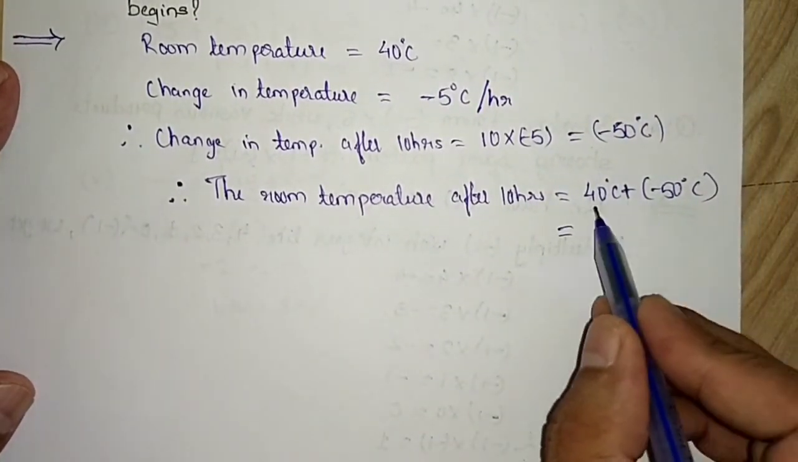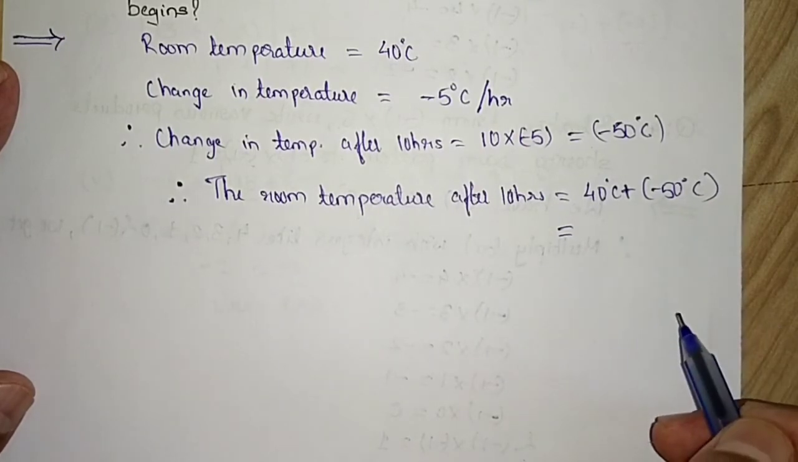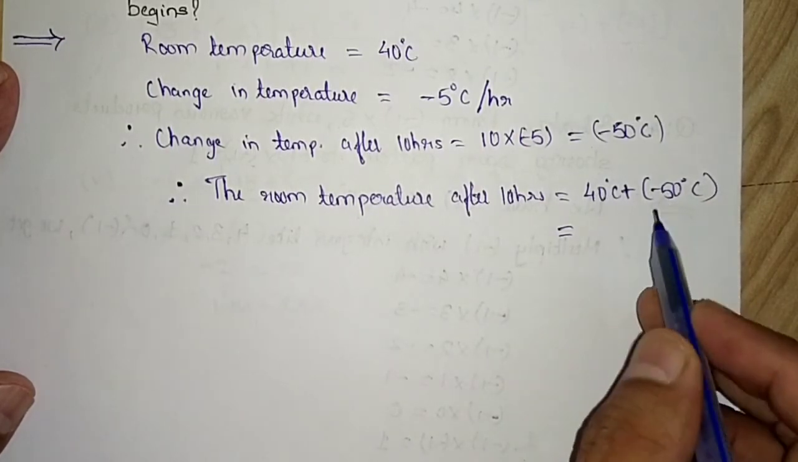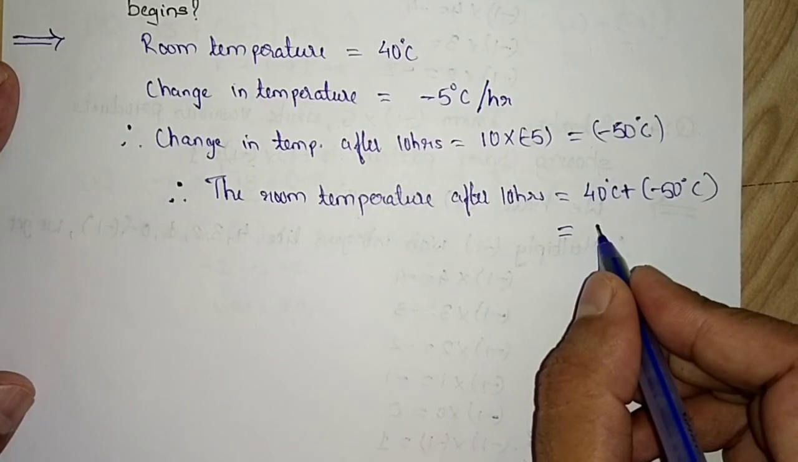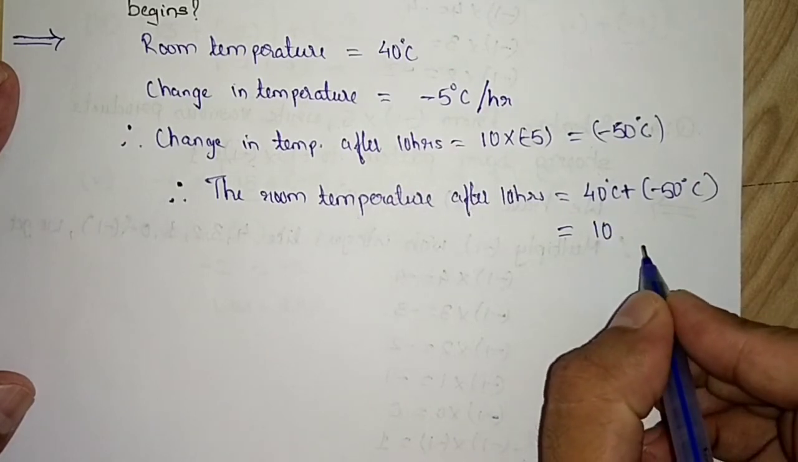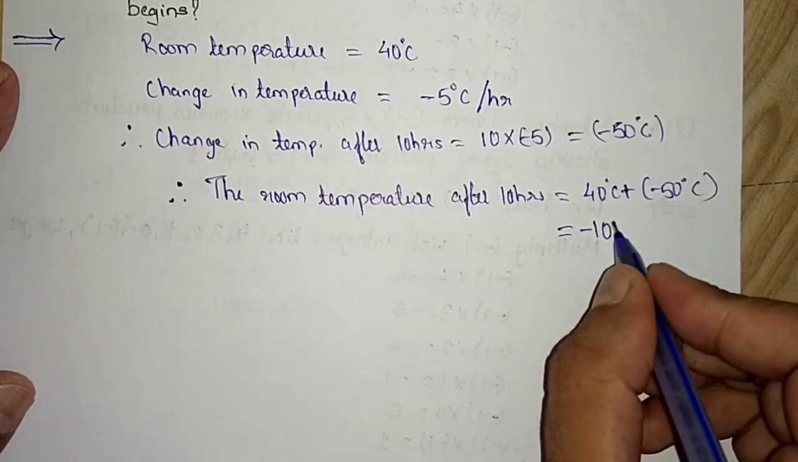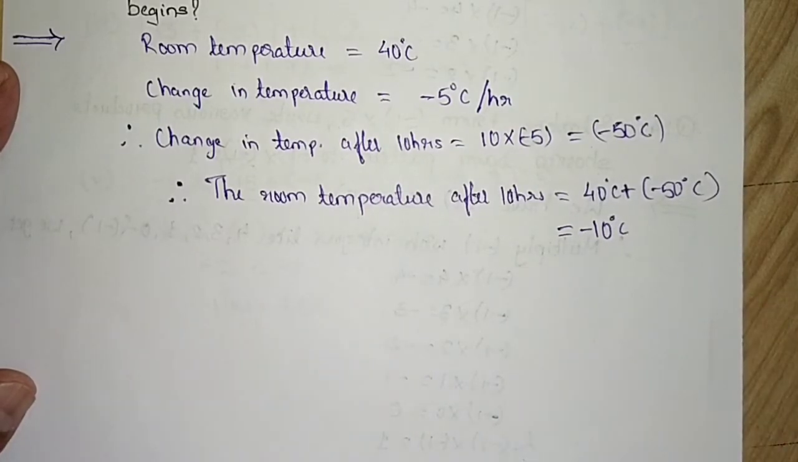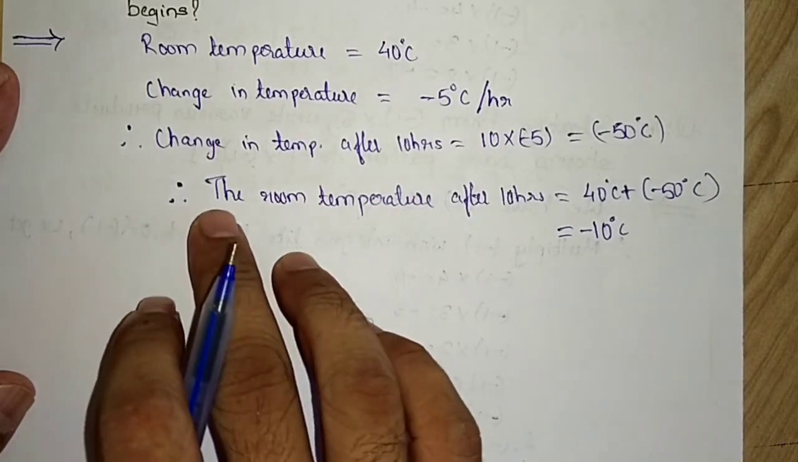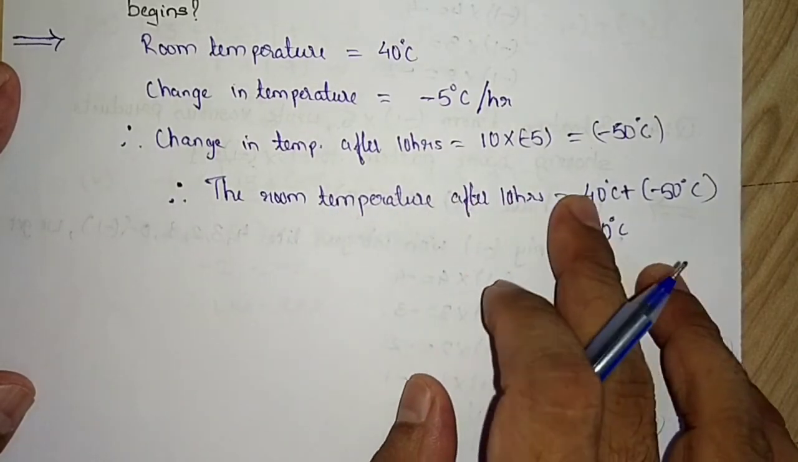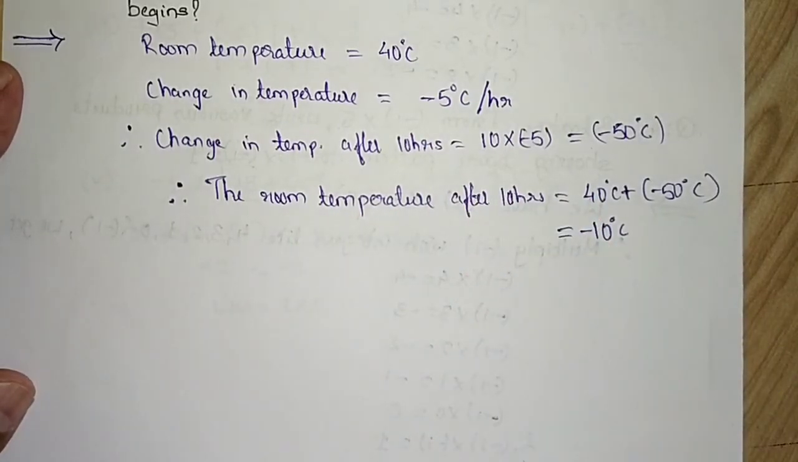So here we are adding two integers with unlike signs. So we will subtract the numerical values. 50 minus 40 is 10, and give the sign of the larger integer. So minus 10 degrees Celsius. So our answer is minus 10 degrees Celsius. The room temperature after 10 hours is equal to minus 10 degrees Celsius.